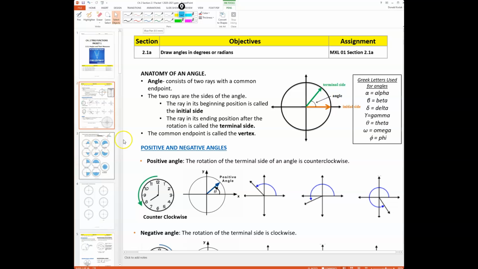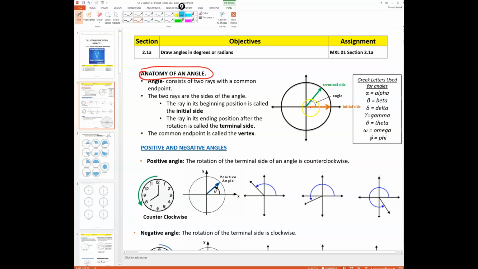All right, first of all, let's take a look at the anatomy of an angle. Right, so an angle consists of two rays that have a common endpoint. So over here we've got a ray that is in orange, and then a ray that is in green, and they have a common beginning there. All right, that's the endpoint of the ray.